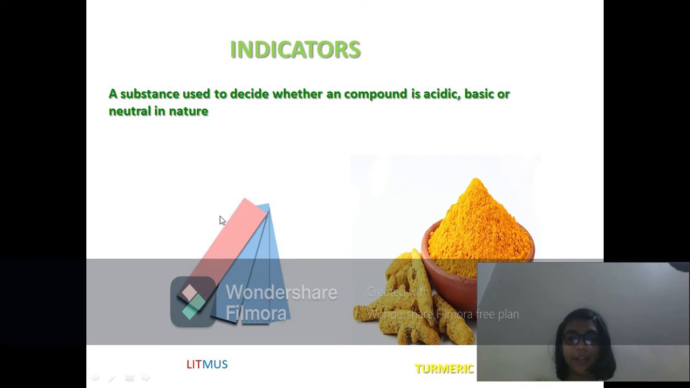Here you can see this is litmus. Litmus is obtained from lichens, which are a combination of algae and fungi, and it is converted into paper form, and it can be used to check whether a substance is acidic or basic. The red litmus turns blue when poured in a basic solution, and the blue litmus turns red when poured in an acidic solution. And turmeric is also used. The turmeric solution along with water is also used as an indicator.